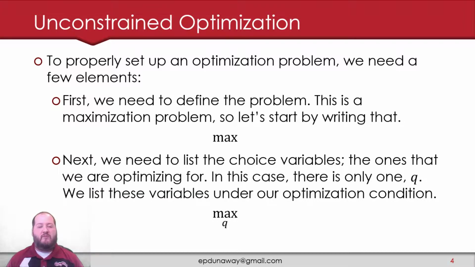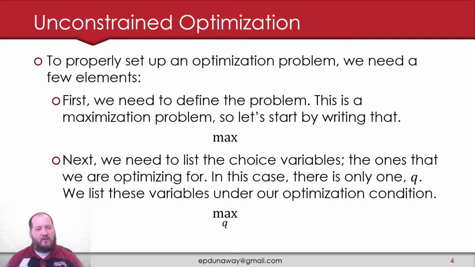The second thing we need to do is define our choice variables. These are the variables that we are able to choose naturally, and they're the variables we're optimizing for. So in this case, we only have a single variable, which is our quantity. We are choosing the quantity that maximizes our profits. So I write all of my choice variables underneath what my problem is. So we are maximizing for Q.